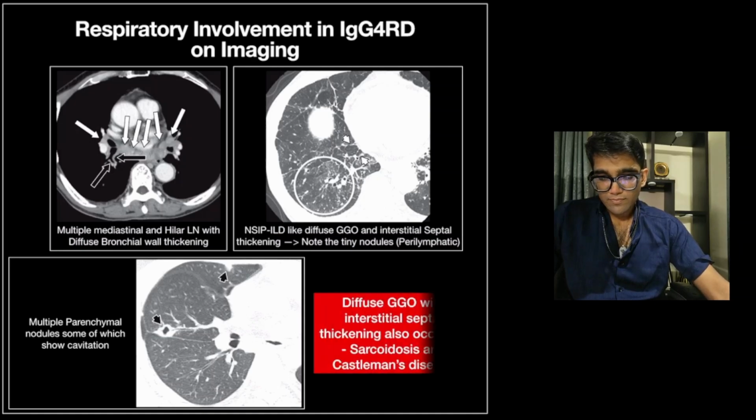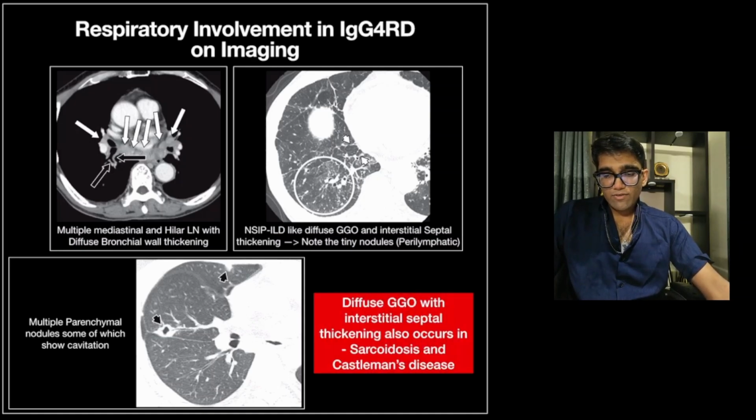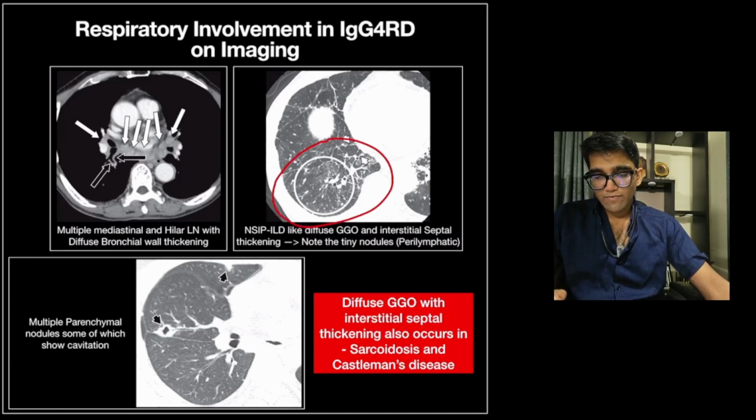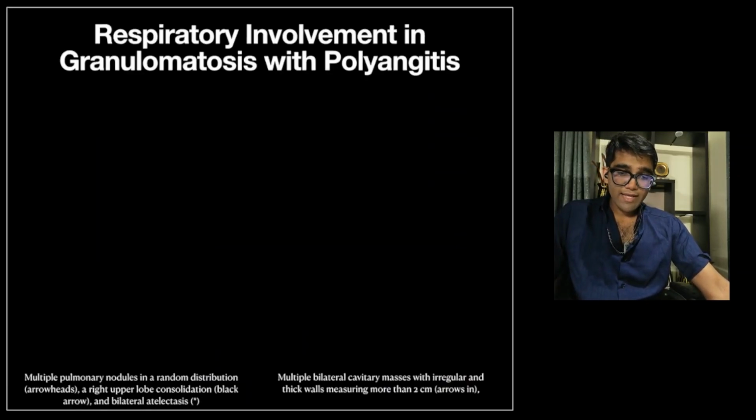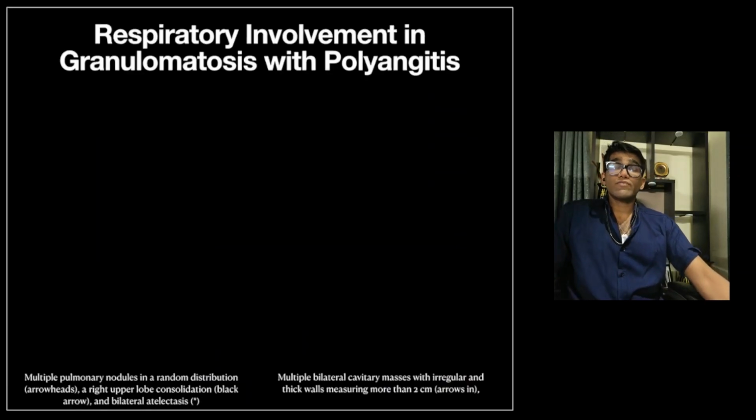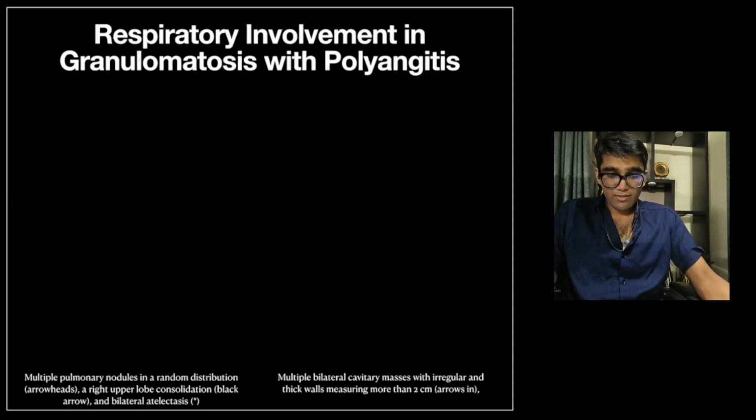disease. Now, this kind of diffuse GGO with interstitial septal thickening is something that you also get with sarcoidosis and Castleman's disease, other two entities that are there in this list. Now, the next entity we are going to talk about, and we're going to discuss this in detail because I want to highlight a few of the imaging findings and what they might represent.